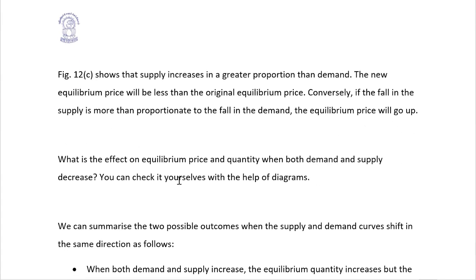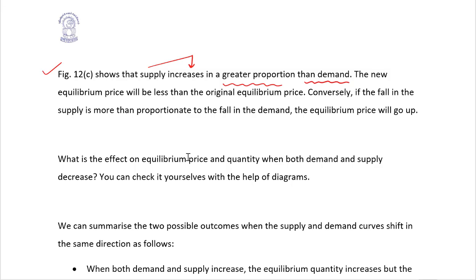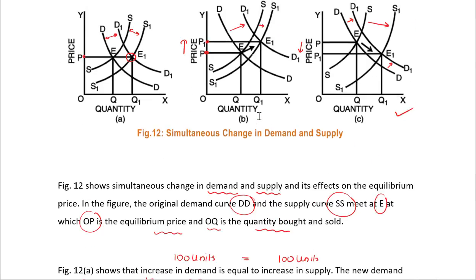Let us continue and see figure 12.C. Figure 12.C shows that supply increases in a greater proportion as compared to demand. The new equilibrium price will be less than the original equilibrium price. Conversely, if the fall in the supply is more proportionate to the fall in the demand, the equilibrium price will go up. See figure 12.C.